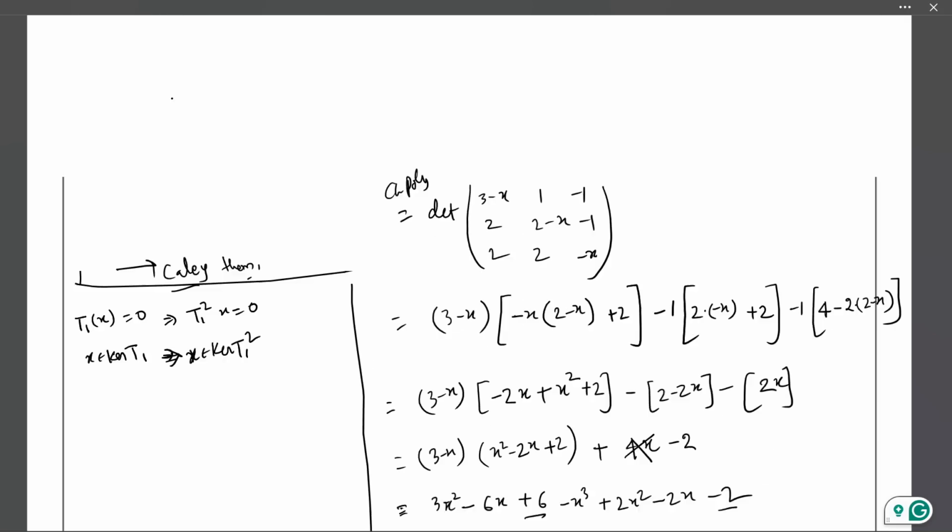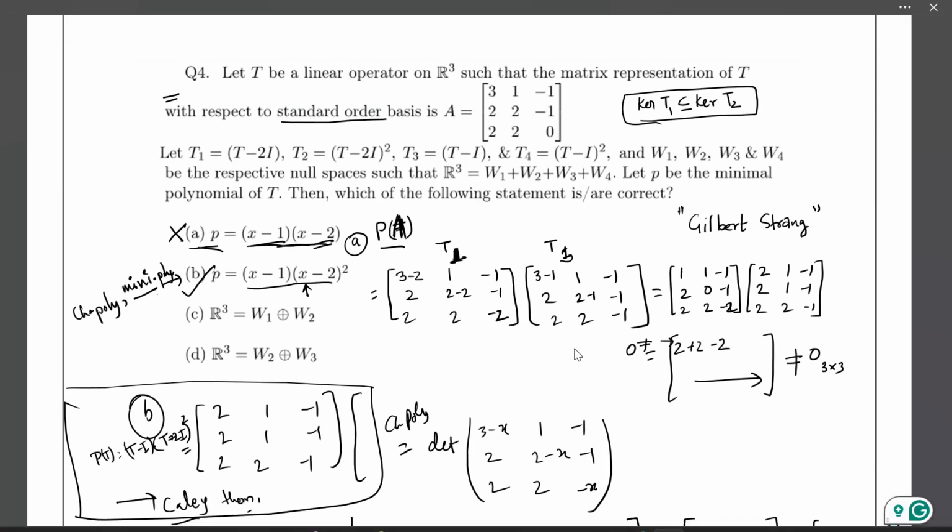If you see T1 and T2, what can you say about them? T2 is nothing but T1 squared, right? So the kernel of T1 is contained in the kernel of T2. But then this direct sum is not well defined, right? The intersection of W1 and W2 will be what? W1, because this is W1 and this is W2. The intersection is W1, and W1 is non-zero.